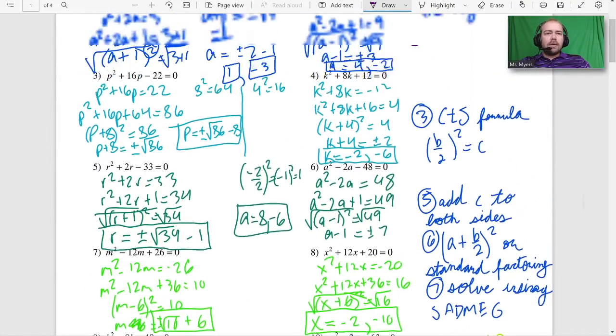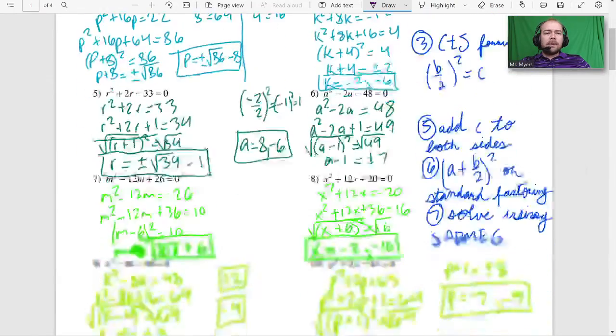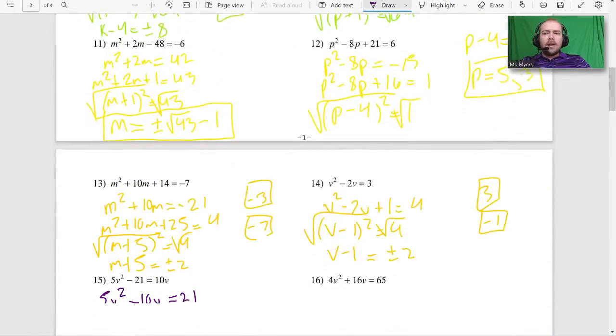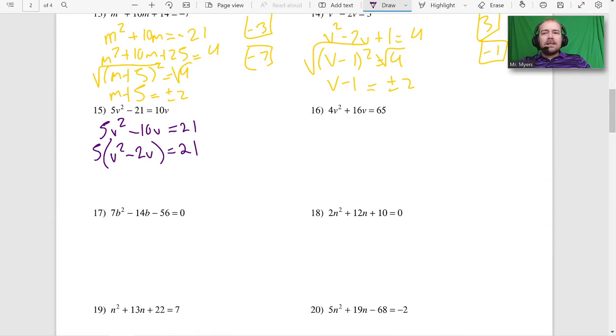All right, so step 3, we're going to use the completing the square formula, b over 2 squared equals c. But now b is no longer 10. b is actually 2. But we want to be careful. That's why I left a space. So b over 2, okay, so 1. So we're going to add 1.